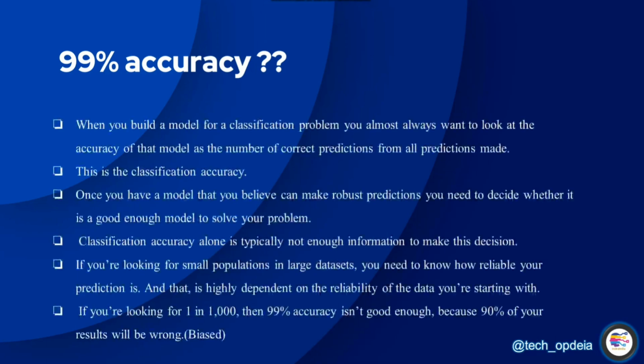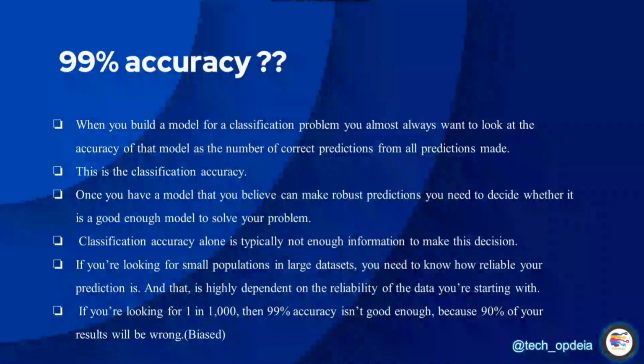When you build a model for classification, you always want to look at the accuracy of that model as the number of correct predictions from all predictions made. This is called classification accuracy. Once you have a model that you believe can make a robust prediction, you need to decide whether it is a good enough model to solve your problem or not. Classification accuracy is typically not enough information to make this decision.